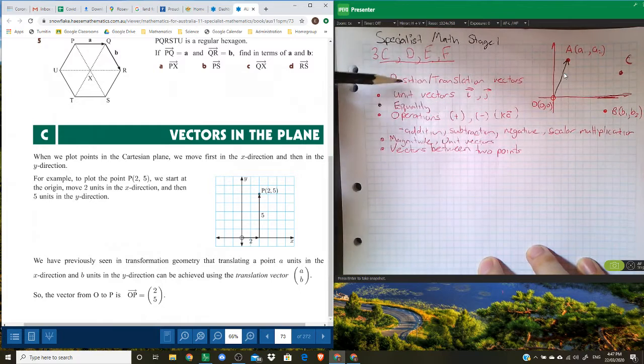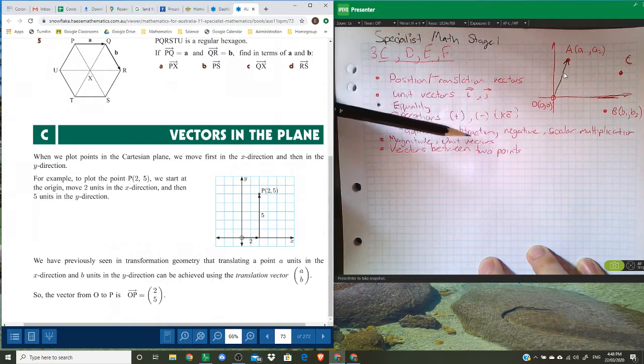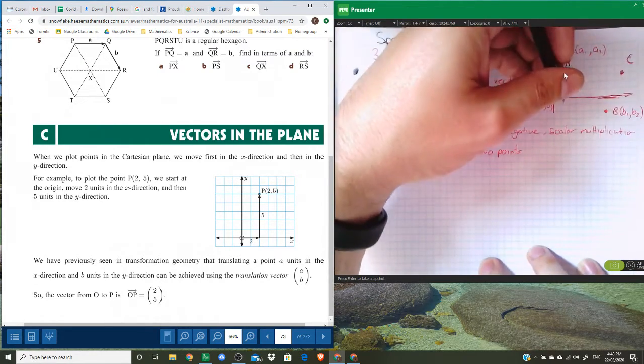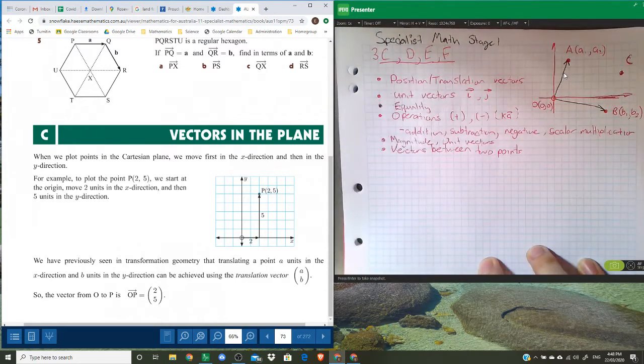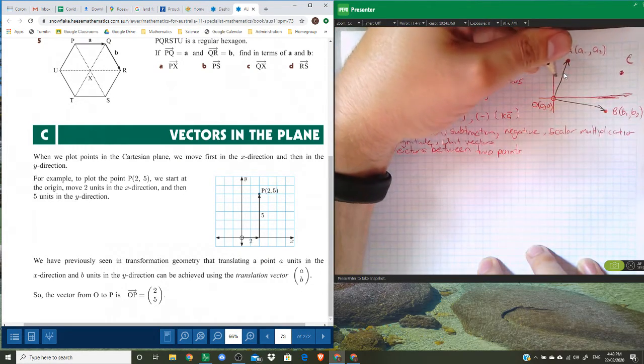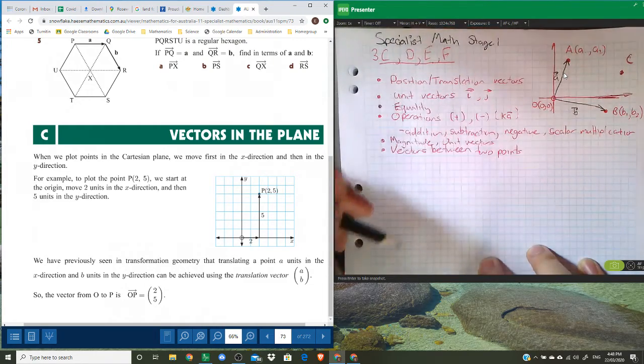So here are the topics or the skills that you'll be picking up throughout this. Position translation vectors, unit vectors, i and j, equality of vectors, operations in the form of addition, subtraction, negative vectors and scalar multiplication, magnitude and unit vectors, and vectors between 2 points. So I'm going to start off by just drawing vectors from the origin to A and to B, just like that. Maybe we should employ a ruler like I did. All right, and I'm going to call that vector A and that vector B.